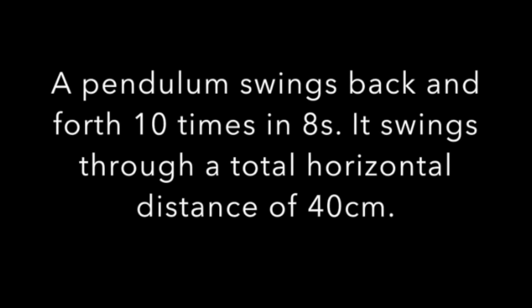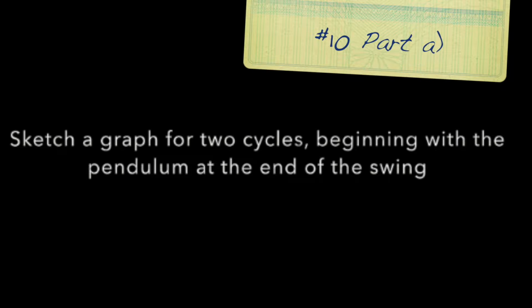1. A pendulum swings back and forth 10 times in 8 seconds. It swings through a total horizontal distance of 40 centimeters. Sketch a graph for 2 cycles beginning with the pendulum at the end of the swing.